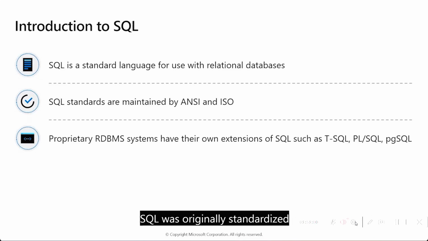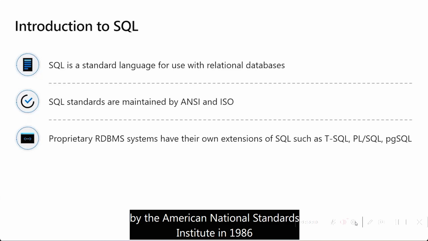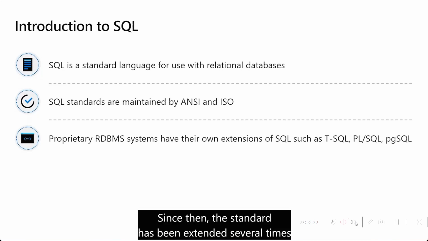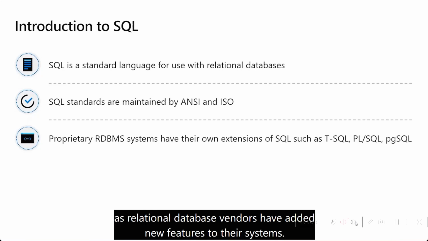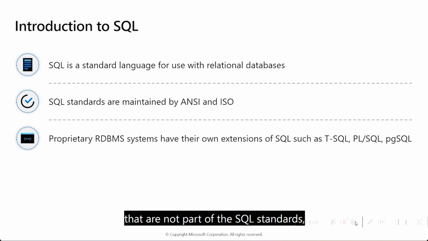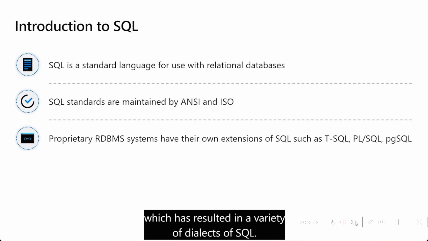Just a bit of fun history. SQL was originally standardized by the American National Standards Institute in 1986 and by the International Organization for Standardization in 1987. Since then, the standard has been extended several times as relational database vendors have added new features to their systems. Additionally, most database vendors have included their own proprietary extensions that are not part of the SQL standard, which has resulted in a variety of dialects of SQL.